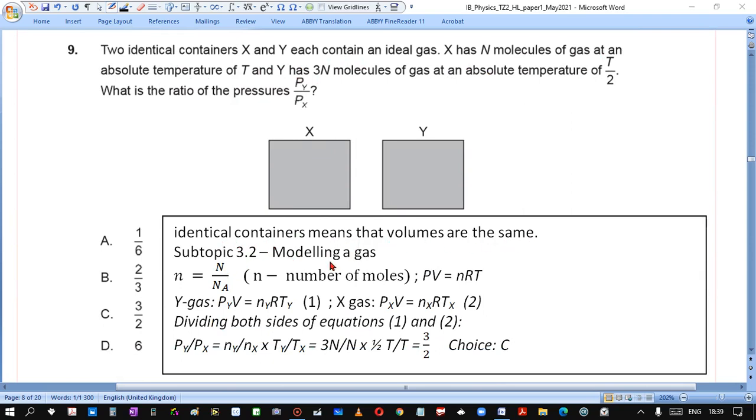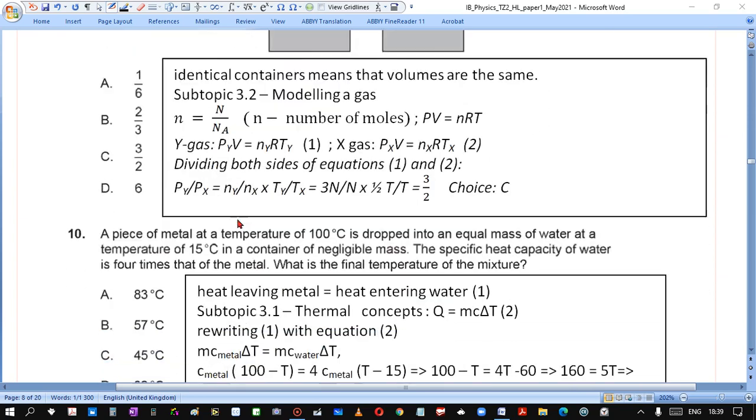Subtopic 3.2, modeling a gas. So we have the gas equation, and n is the number of moles. The number of molecules divided by the Avogadro number will give us the number of moles. For Y gas, we write this equation. For X gas, we write this equation. Dividing both sides, left and right side of equations 1 and 2, and after simplifying, we get the ratio is 3 over 2, choice C.